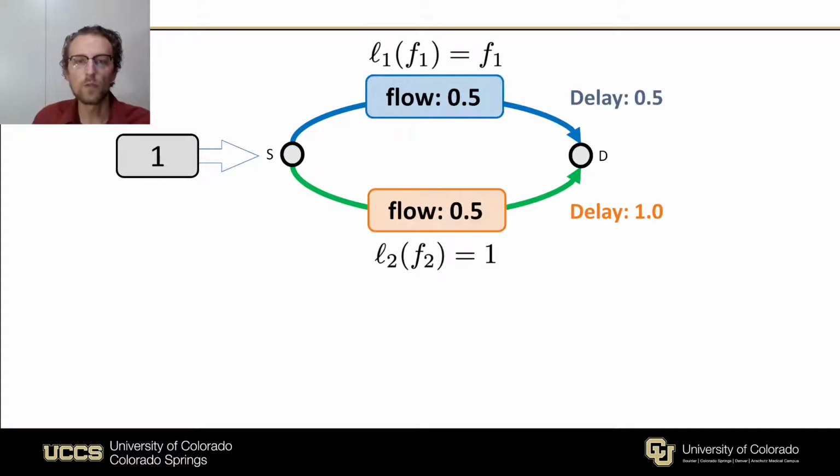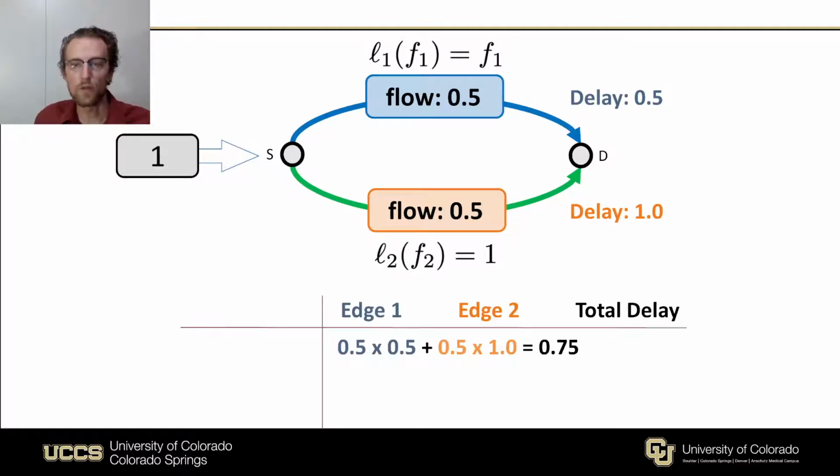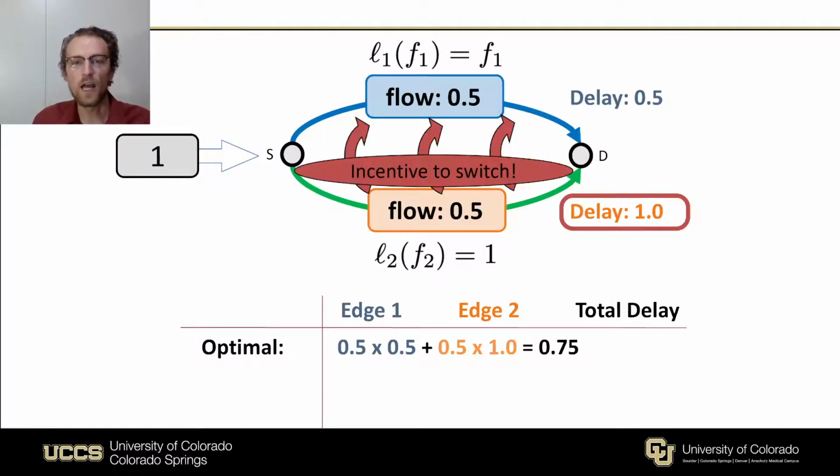So if we have one unit of traffic and we split it half and half, then the delay on the top road is a half, the delay on the bottom road is 1, and we end up with an average delay of 3/4. Turns out this is the optimal average delay on the network. Regardless of how you split the traffic, this is the best way to do it. The problem is that it's not socially stable.